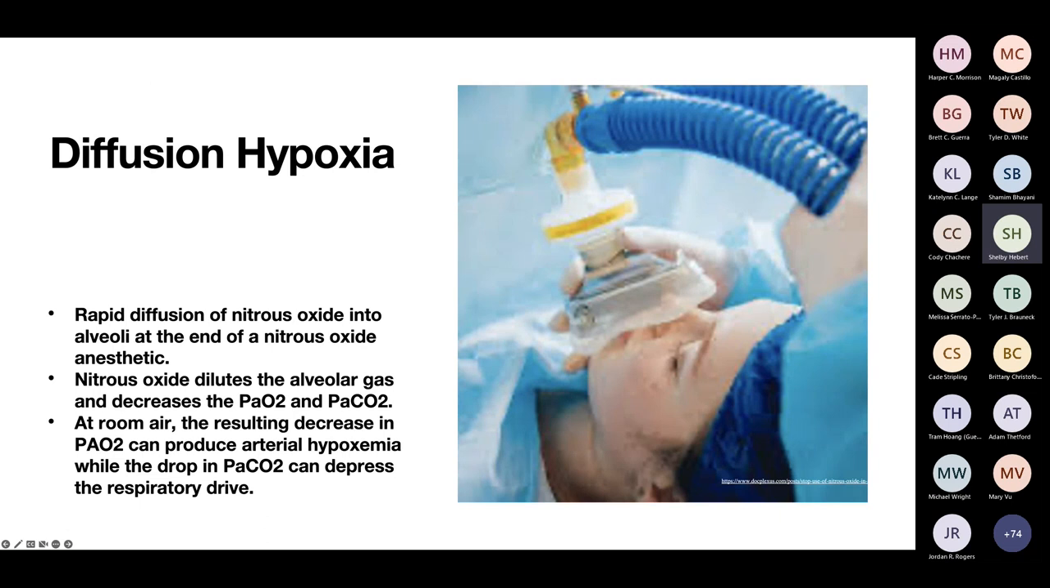One other thing that we see that's kind of unique to anesthesia is what we call diffusion hypoxia. So what happens, we've run a patient on nitrous oxide the whole time, so their bloodstream has become saturated with nitrous oxide. When we turn off the nitrous, you see that there's quickly a rapid diffusion of nitrous into the alveoli. As a result of that, you see your PaO2 actually decreases. And on room air, that decreased PaO2 can result in an arterial hypoxemia. And you may see that the patient starts having increased pulmonary issues because of that.